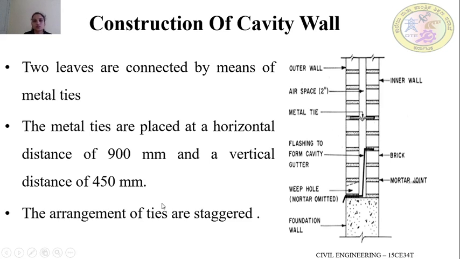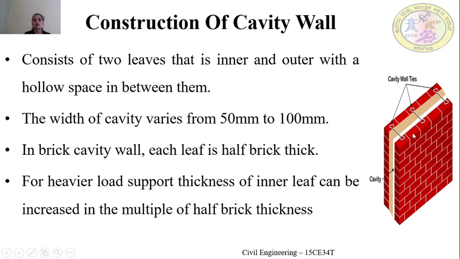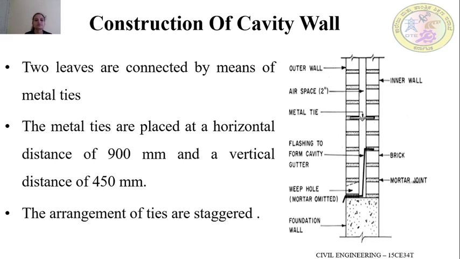So coming to the continuation of construction of cavity wall, since I said two leaves will be constructed in the cavity wall, this outer and inner. The outer and inner walls are connected by means of metal ties. You can observe the cavity wall ties here. To connect the inner and outer wall, metal ties will be provided at certain horizontal and vertical spacing.